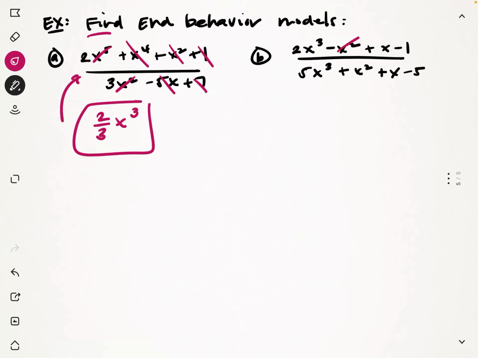Okay, likewise here, we're going to knock off all the lesser degree terms. Oh, x cubed and x cubed also cancel out, right? So this is going to be 2/5. So if you think back to the rules of end behavior, the rules of horizontal asymptotes, one of the rules was that if the top and bottom are the same, right, we get the fraction of the coefficients, which is what we just showed using calculus. And then here, if the top is bigger than the bottom, then we get an oblique asymptote.